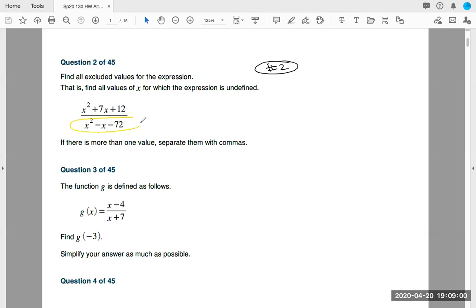Because, I don't know if you guys remember this from before we left remote, if your denominator is equal to 0, then you have an undefined expression.